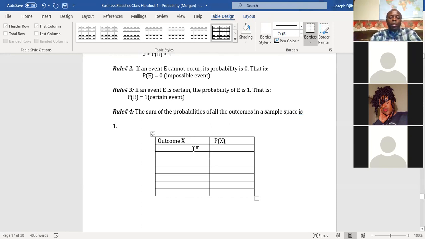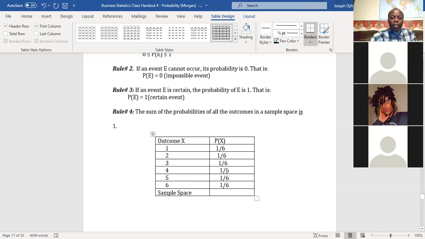In a dice, the sample space is: 1 can show up, 2 can show up, 3, 4, 5, and 6 can show up. My dice has 6 sides, so for each of these numbers showing up, the probability is 1 over 6. For 2 it is 1 over 6, for 3 it is 1 over 6, for 4 it is 1 over 6, for 5 it is 1 over 6, and for 6 it is 1 over 6.